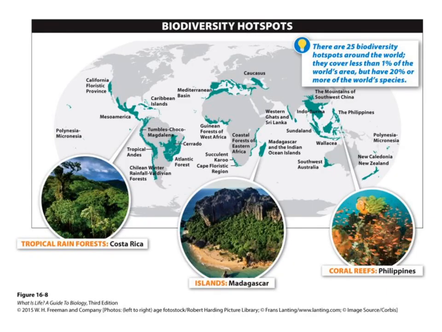If we look around the equator, we see different biodiversity hotspots. There are about 25 different hotspots around the world. These 25 areas cover less than 1% of the world's surface area, but have 20% or more of the world's species. Often when we look at conservation, we focus in on these biodiversity hotspots. We will talk about that more in one of the later lessons.